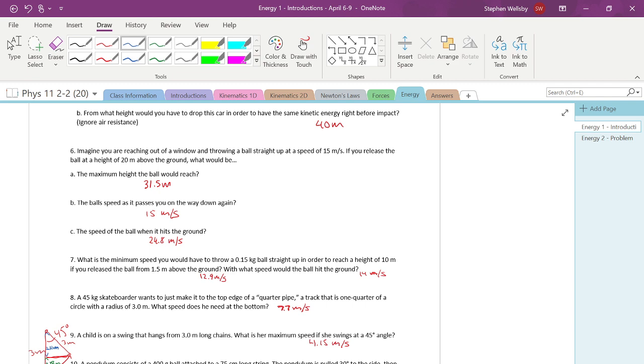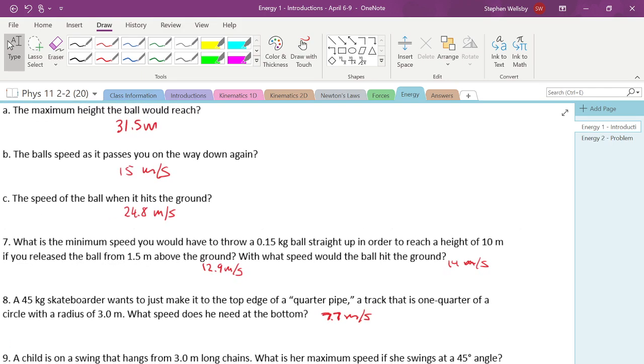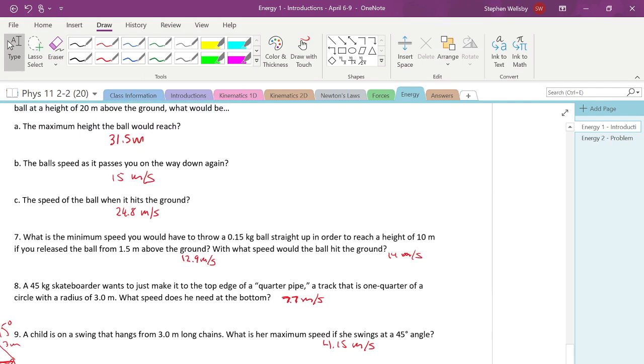Like any question, it's always a good idea to start with our drawing. So for question 7, here's the drawing. You're throwing a ball straight up, and you're releasing it 1.5 meters above the ground. So this point here is 1.5 meters, and you are going to be throwing it to a height of 10 meters. So the ball is going to go this high to the 10-meter point.